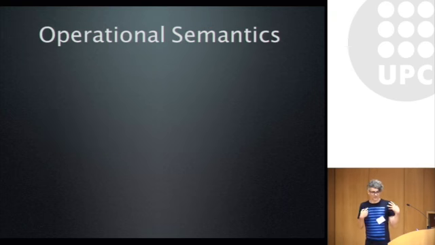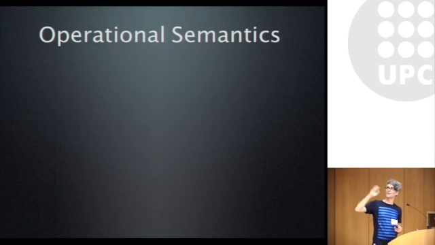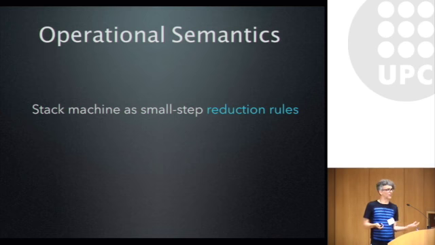The formal semantics consists of two parts, if you know about these things. One is the operational semantics, so how it's actually executed. And we formalize that in a completely standard small-step reduction relation, which is maybe somewhat unusual for a stack machine, but actually works out quite well.